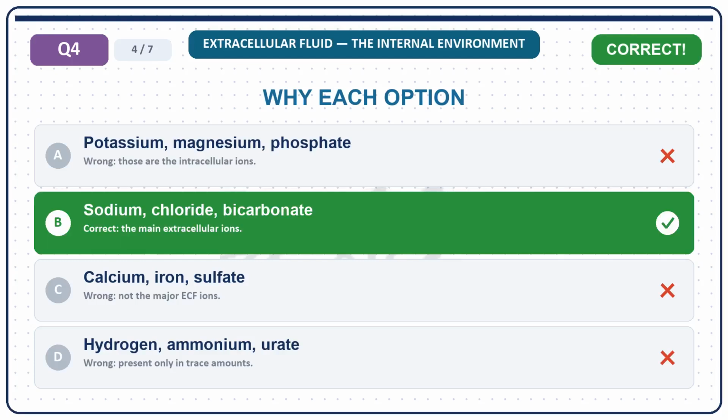And option B, sodium, chloride, bicarbonate. This is the correct answer. The main extracellular ions. Let's move on to the next question.